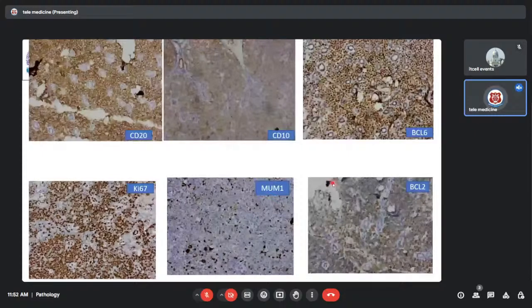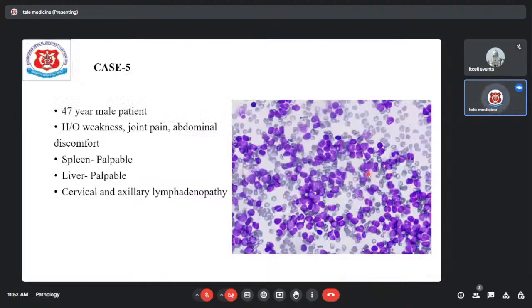These were patients with a history of weakness, joint pain, abdominal discomfort, palpable spleen and liver, and retinopathy. Almost 1 to 1.5 times. There is a nice nuclear cleaving. Can you make out here? Can you make out this kind of nuclear cleaving? Right? In almost all the cells.